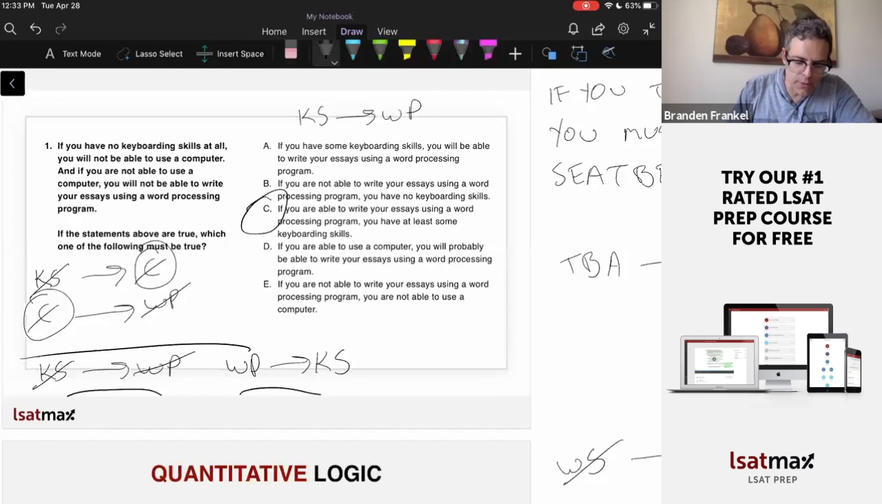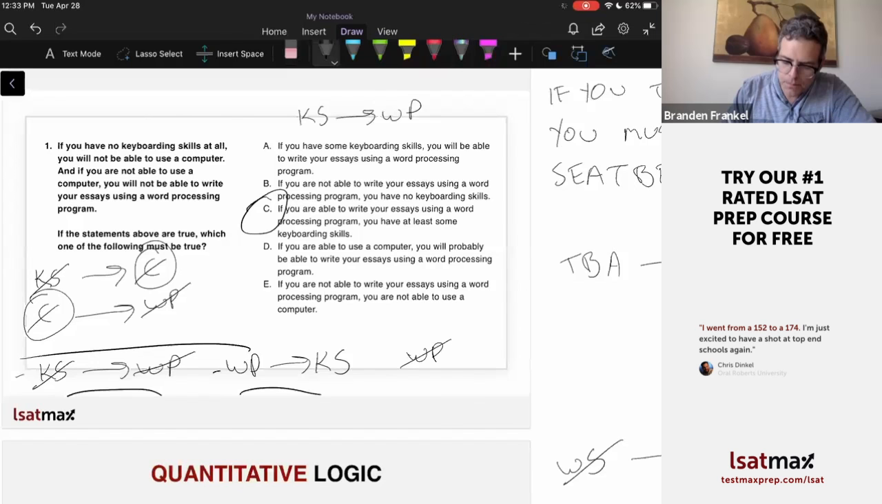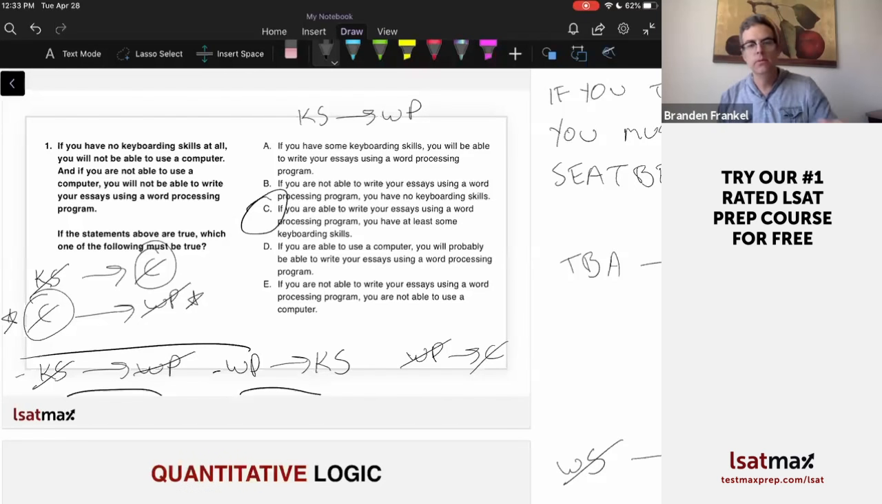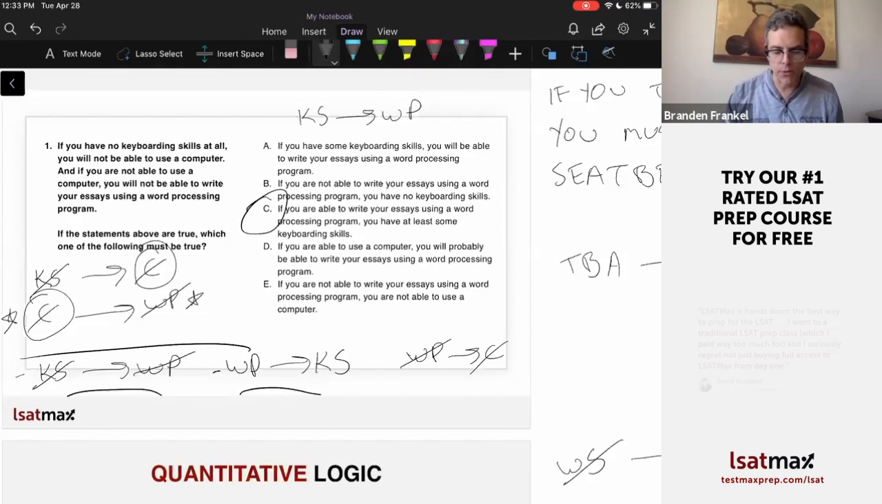That doesn't match this first one because the terms aren't negated. It doesn't match the second one because it's reversed, which makes it the wrong answer. E says, if you're not able to write your essays using a word processing program, then you can't use a computer. That's actually just flipping this statement around. It's just taking that statement from the stimulus and flipping it without negating it, which is why that's wrong.